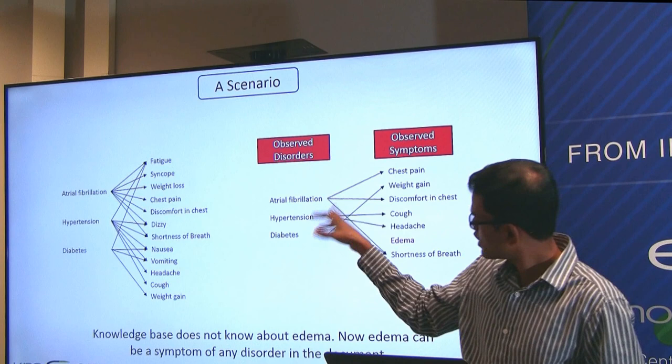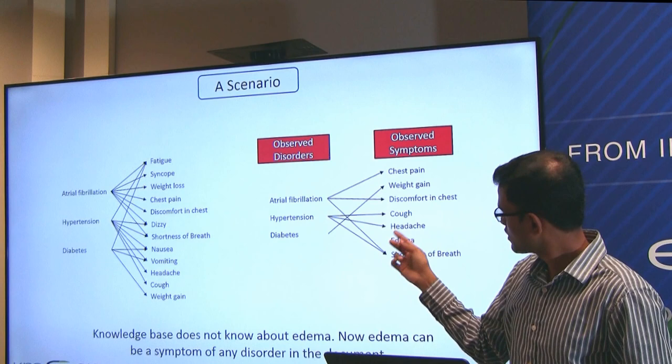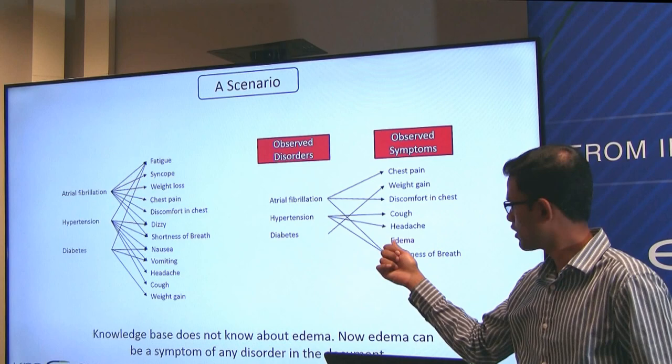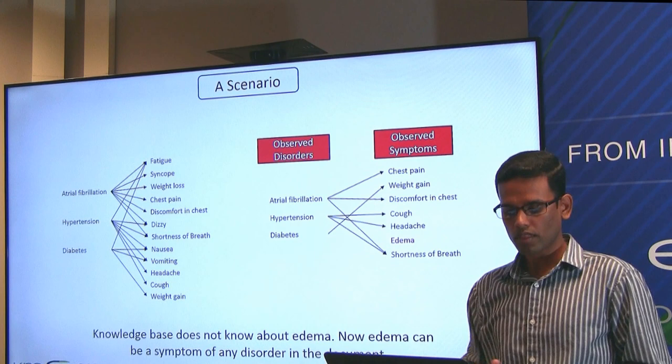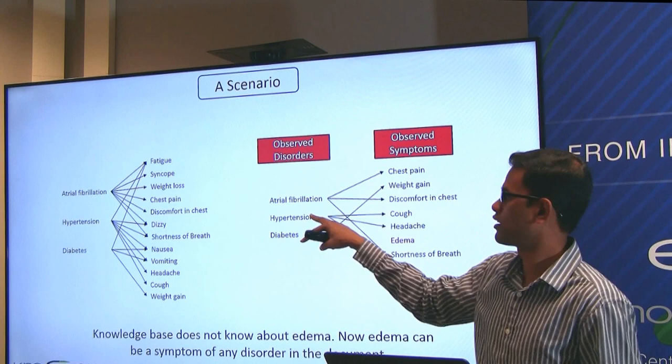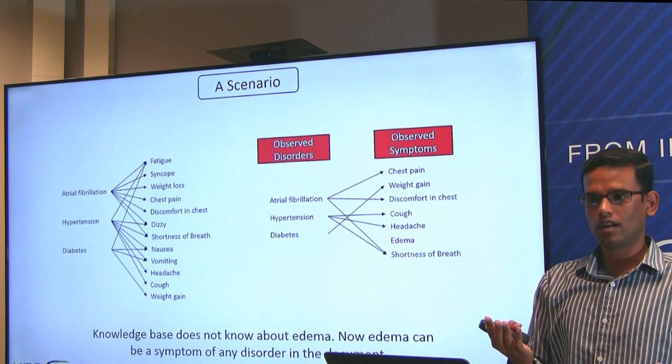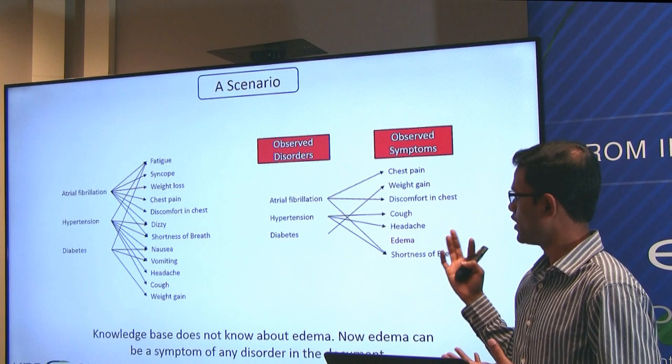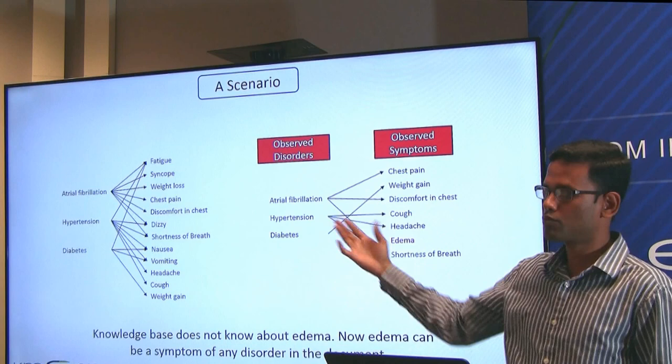But what I found was there's this symptom called edema. I don't know about that edema in my knowledge base. Now I am stuck to link this. But I assume that it should be linked to one of these things, right? Now what you can do is ask a doctor whether this is related to atrial fibrillation, hypertension, or diabetes, right? But you just don't have that much availability from medical professionals. So we developed an efficient way to filter out which one or which two of these three has the highest probability of getting linked to the edema. That's the whole purpose.